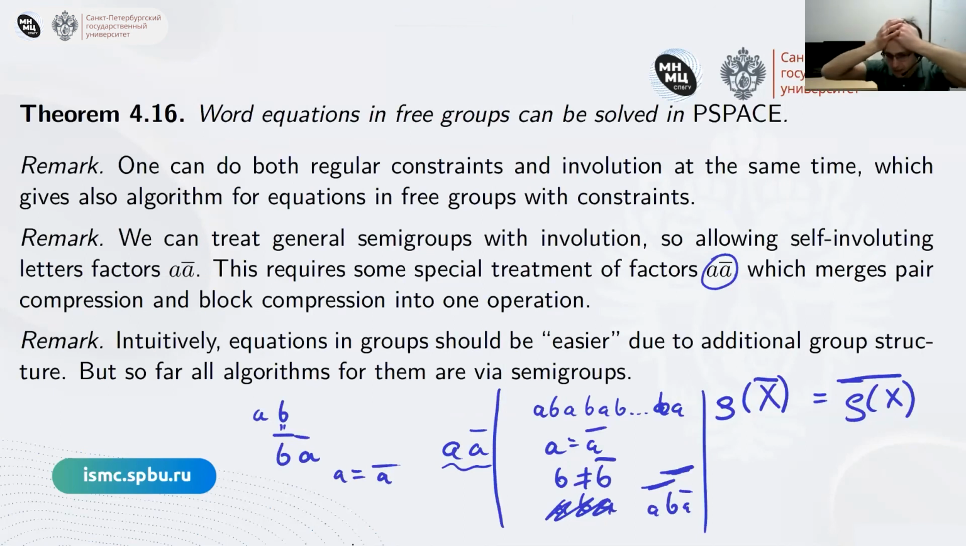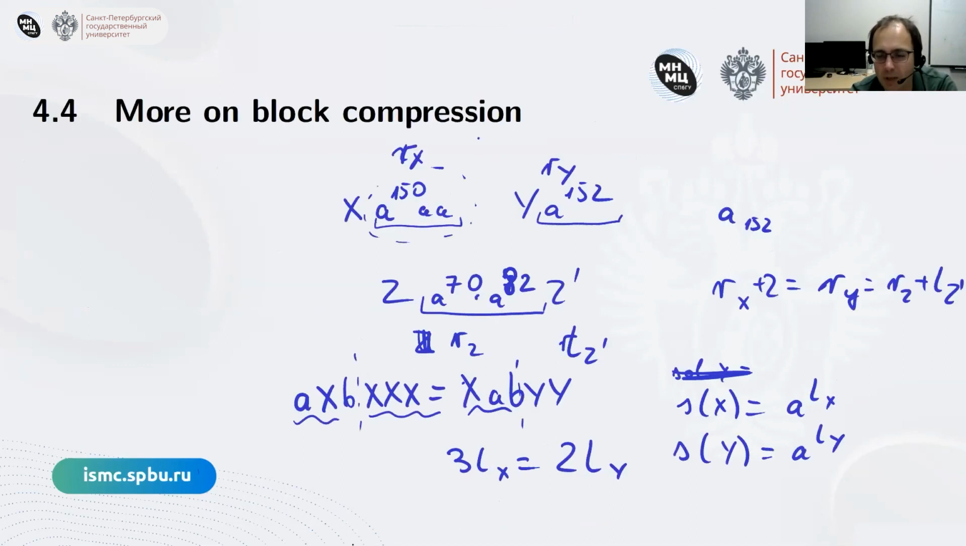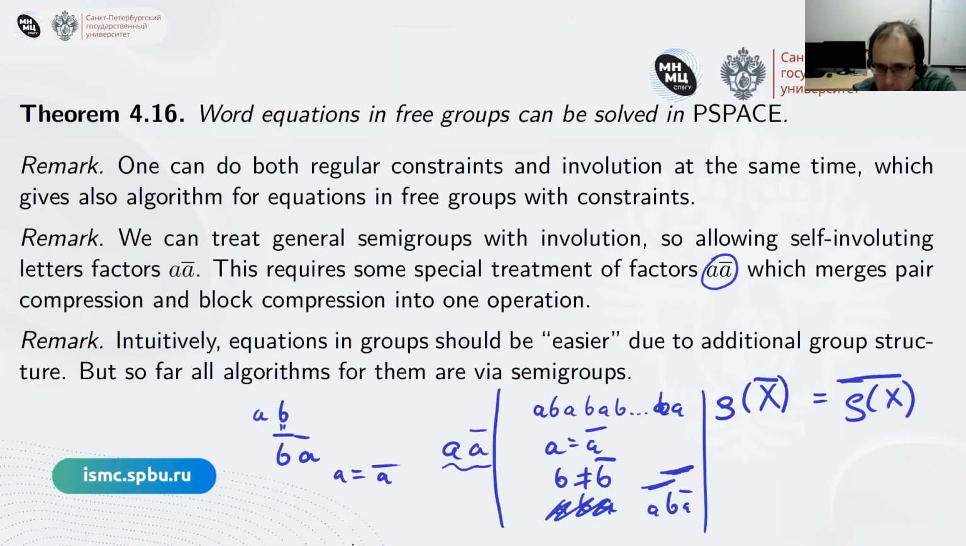Wait. I probably didn't make something clear. What I was saying here, this Moron block compression, is a variant of the block compression for the original alphabet. So not the one used for this involution variant. Yes.